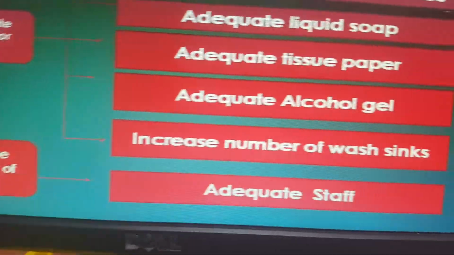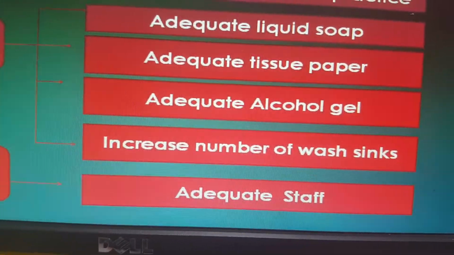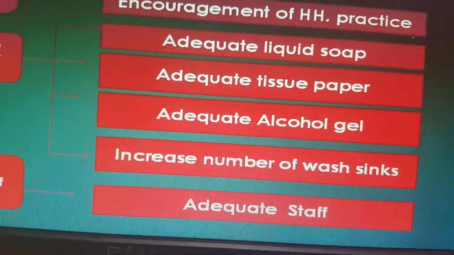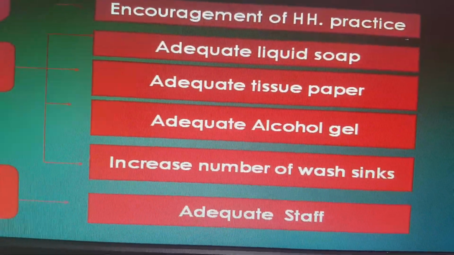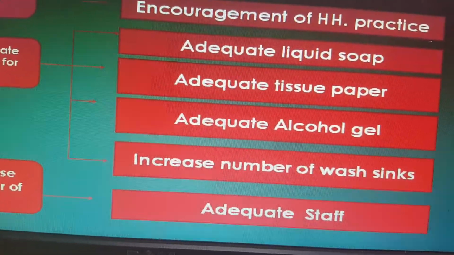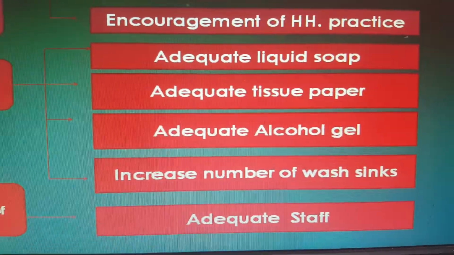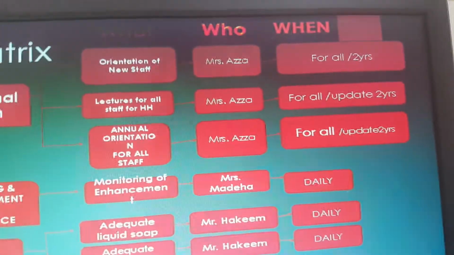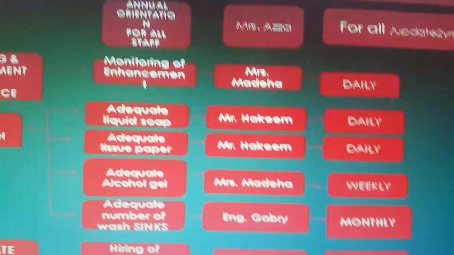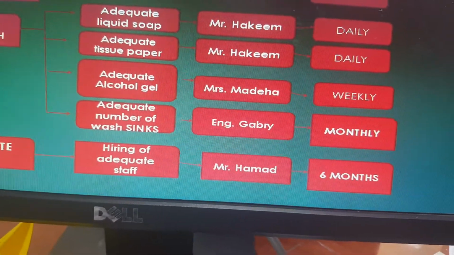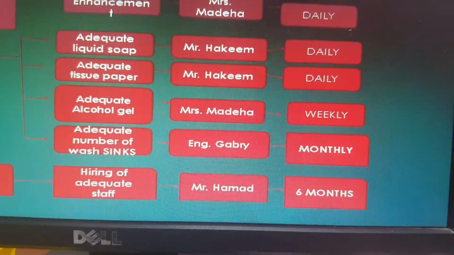Increase the number of staff. This is Mr. Hamid Al-Garwan. He is supposed to make the process for hiring new staff. This one will take around 6 months to get new staff. This is also the planning matrix by timing, the same as what we are discussing, but by timing. Everybody will take his time to finish the work.